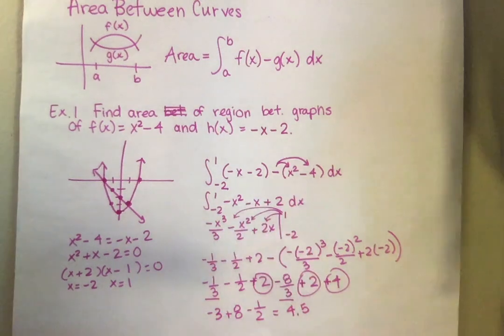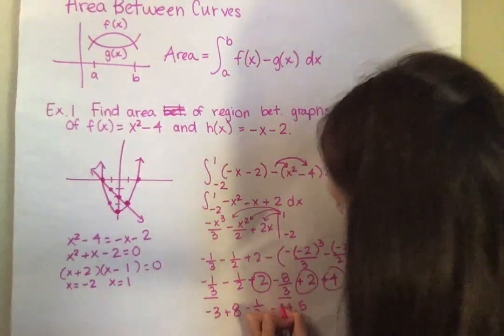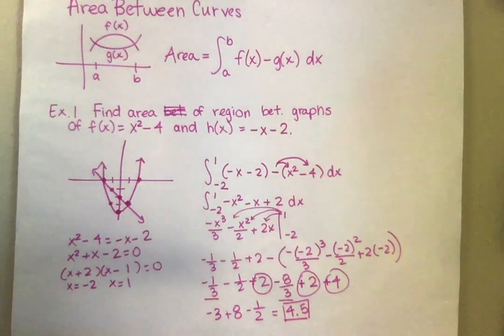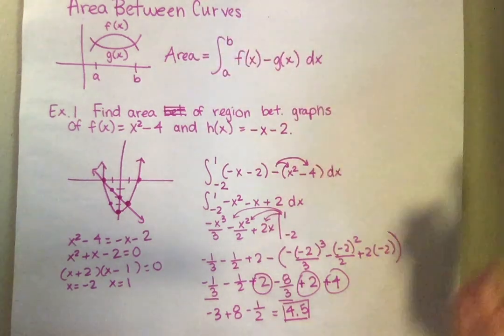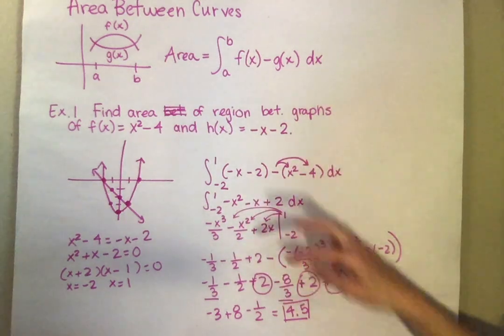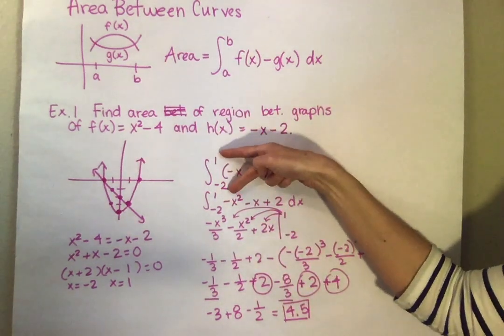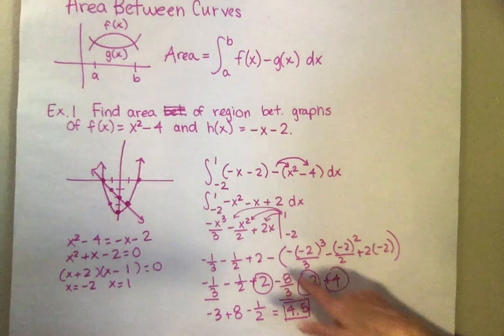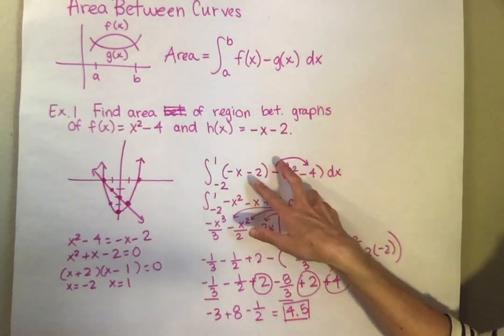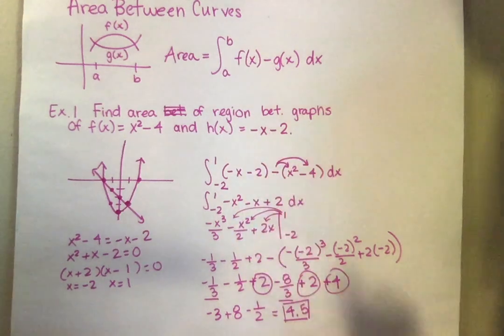So what you want to make sure is that you get a positive value for the area. If you get a negative value, you messed up somewhere. An integral can be negative, but an area is always positive. So when we're finding area between curves, we're always going to get a positive answer. So if you get a negative answer, you possibly put these in the wrong order, or you messed up with your integrating, like I almost messed up here with the signs.